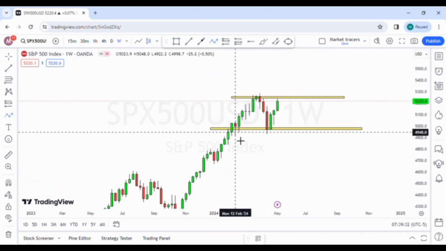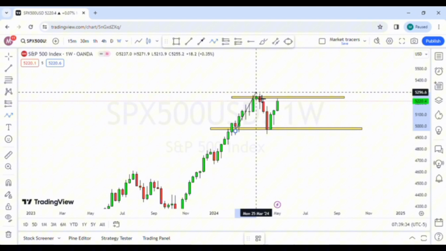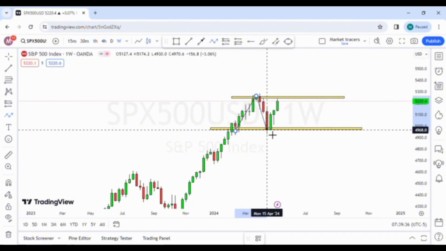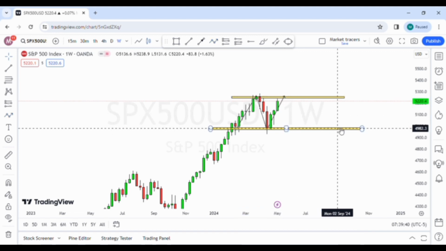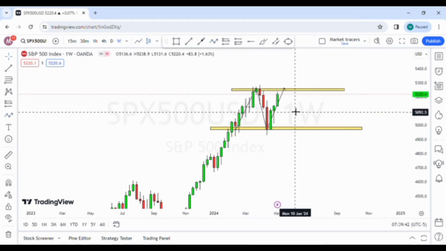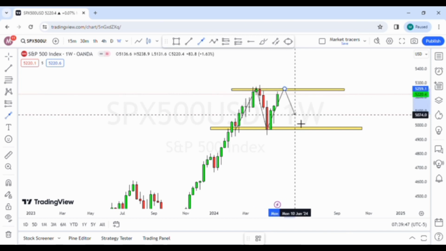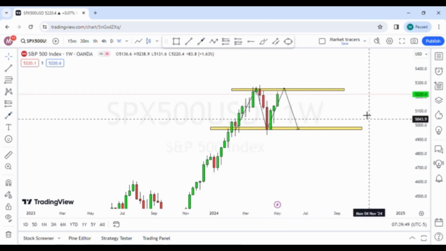So even from here, you can see the rejections: the market moved to the upside, went to the downside, moved again to the upside. So this is where I'm expecting the bulls to start again and push the market here, so that once it reaches our resistance zone, we will be taking selling opportunities moving to the downside, guys.